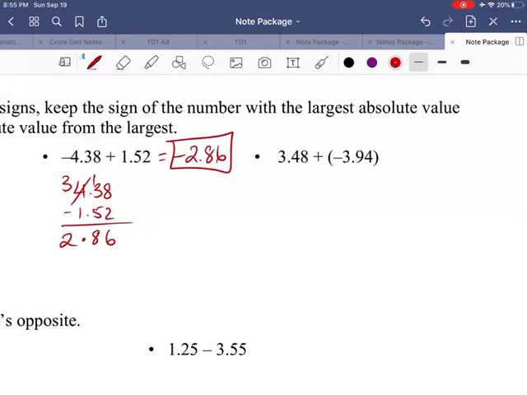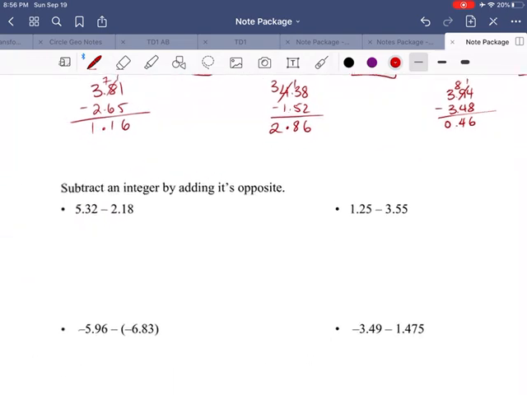Now this one's close, 3.48 and 3.94. The negatives outweigh the positives, so my answer is going to be negative. So 3.94, we're going to subtract the other one. 14 minus 8 is 6, 4, and 0. So my answer is actually negative 0.46. And they were close, so that makes sense.